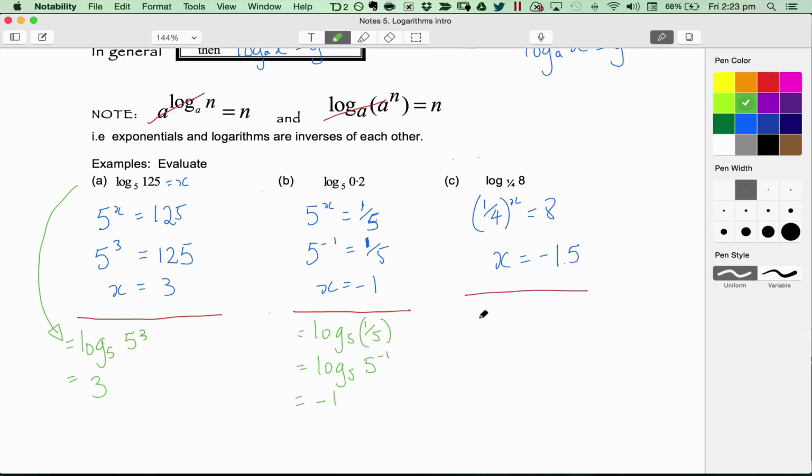Second method is log with a little teeny 1/4 base, and then we need 1/4 to the power of -1.5. So this whole thing here is the same as 8. 1/4 to -1.5. This quarter and this quarter cancel out, and we're just left with -1.5.